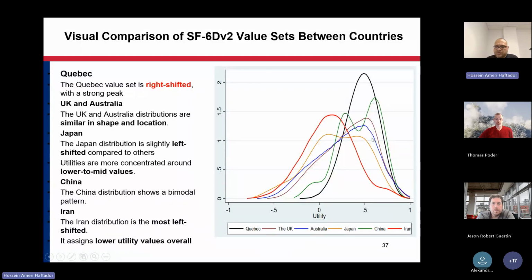UK and Australia had the same pattern in shape and location because the two studies followed the same steps. Both value sets are right shifted. Iran is left shifted, and the distributions are concentrated around lower to mild values for Iran and almost for China.